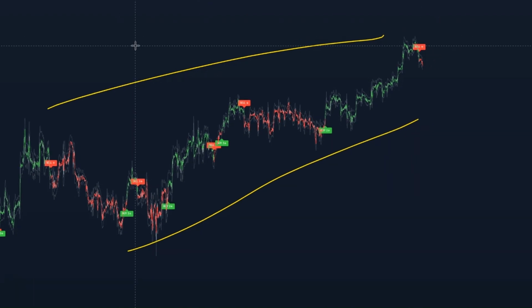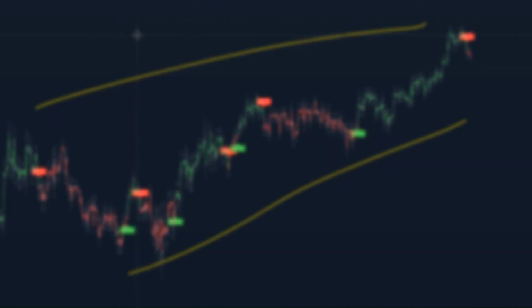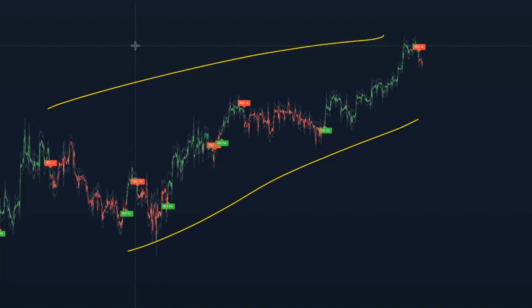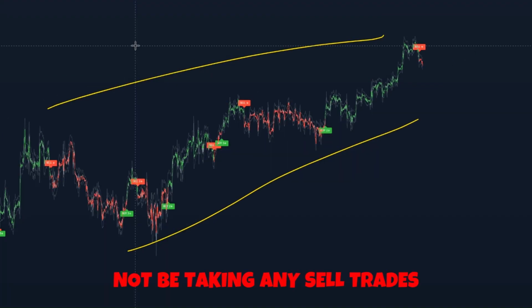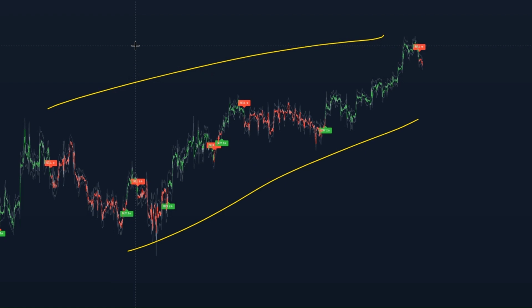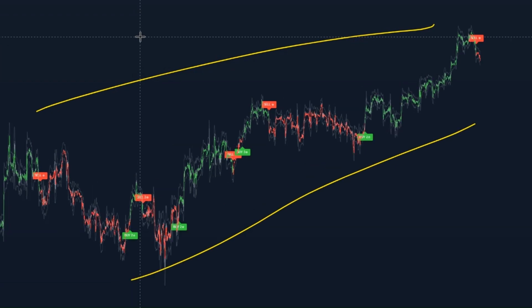And we can see that just by drawing some very simple lines. So now it is time to start looking for buy trades. In this scenario, we will not be taking any sell trades whatsoever because we are in an uptrend and we are not counter trend trading.